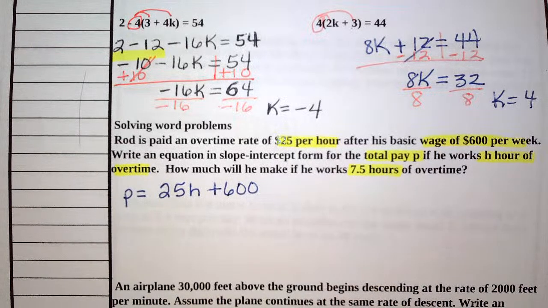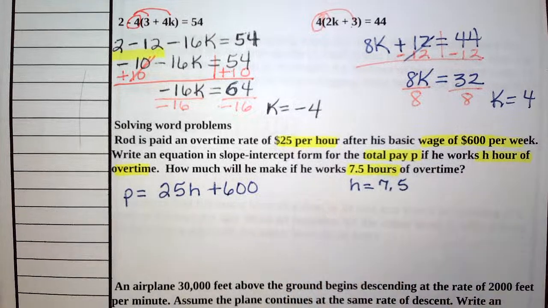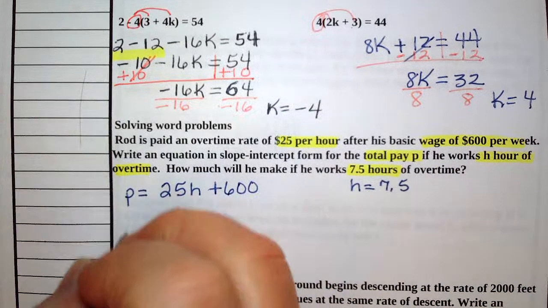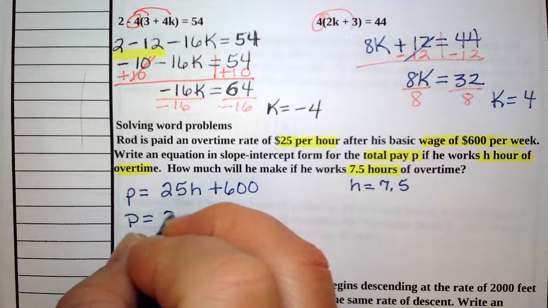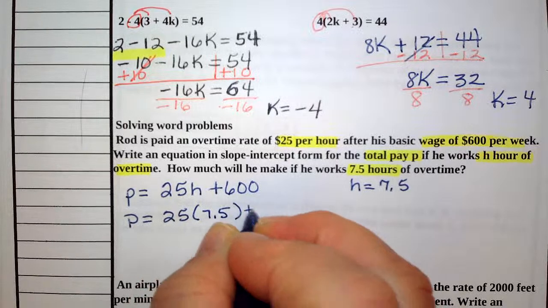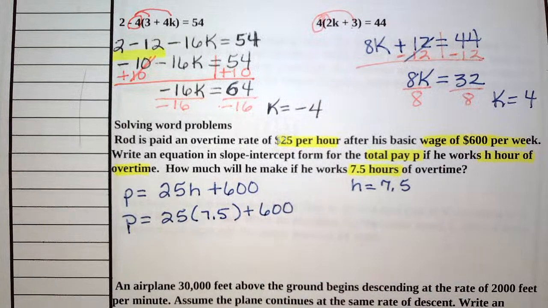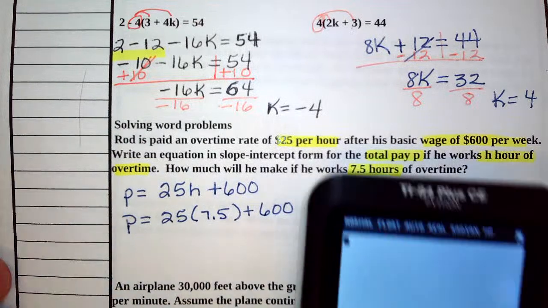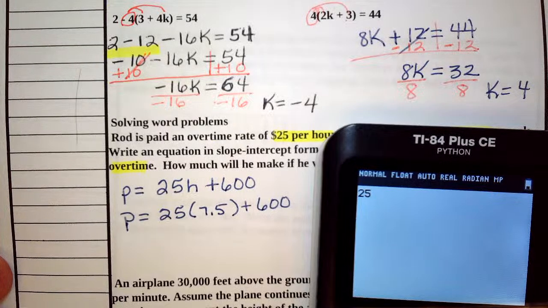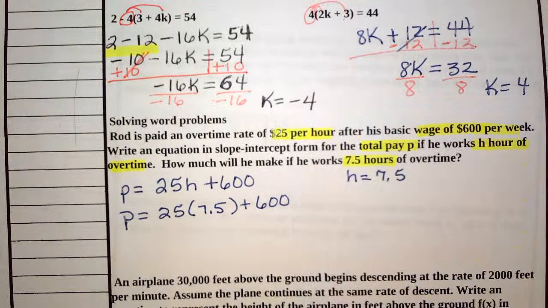So if we're going to solve, we know that H is equal to 7.5 hours. So we're going to substitute that in. P is equal to 25 times 7.5 plus 600. Now, at this stage, you're expected to be able to use your calculator and get the answer quickly and correctly. 25 times 7.5 plus 600. And I end up with 787.5.